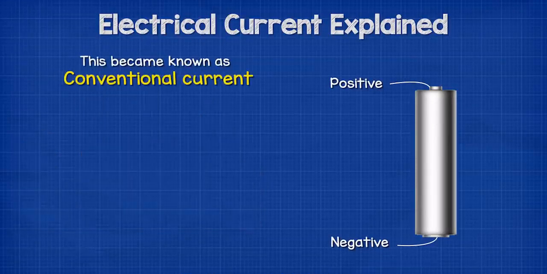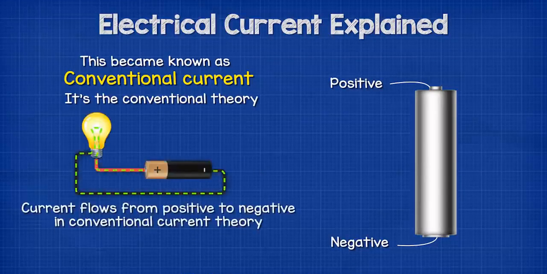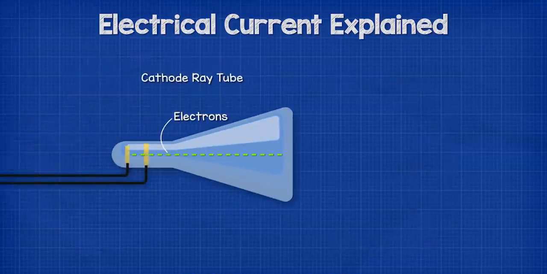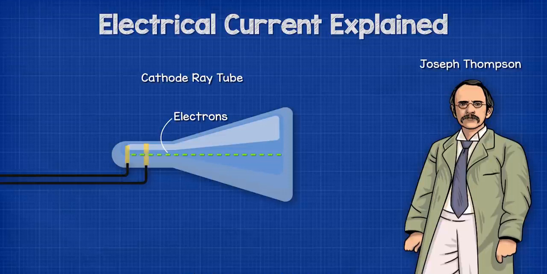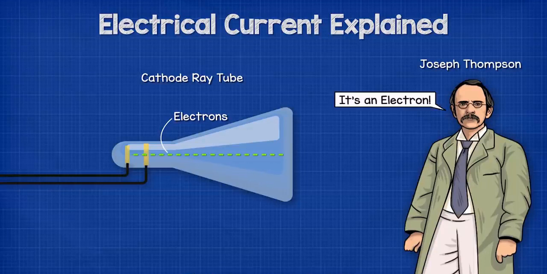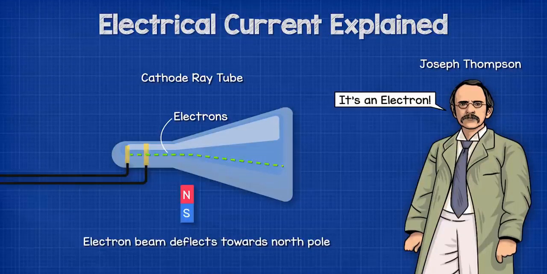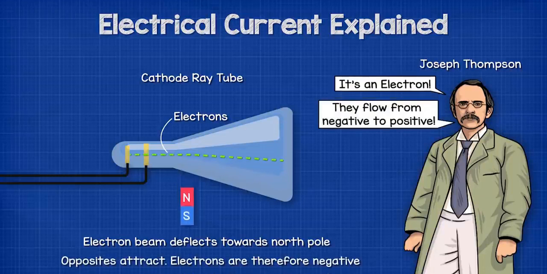This became known as conventional current, because it's the conventional theory of how electricity flows. However, as science evolved and experiments became more precise, someone called Joseph Thomson discovered that this invisible thing moving inside the wire was a particle, and he named this particle an electron. He also discovered that these electrons were actually flowing in the opposite direction, from the negative to the positive.